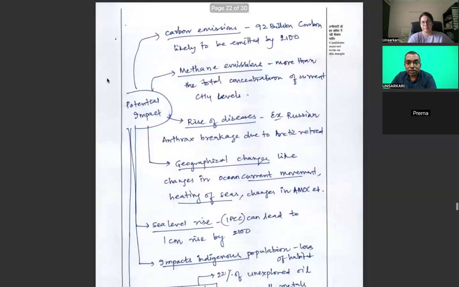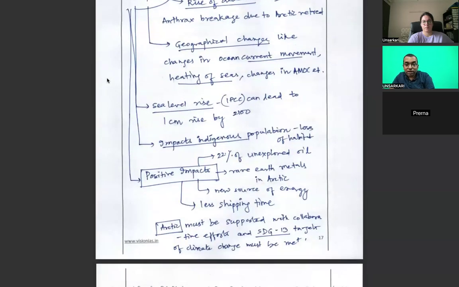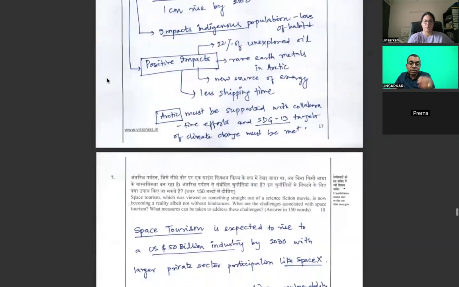After that, potential impact: carbon emissions 92 billion, methane emission more than the total concentration of current CH4 levels, rise of diseases, Russian anthrax break, geographical changes like changes in ocean current movement, sea level rise, IPCC 1 centimeter rise by 2100, impact on indigenous population, good point. Positive impacts: unexplored oil, rare earth metals in the Arctic, new source of energy, less shipping time. Arctic must be supported with collaboration, and SDG 13. So nothing specific, but then one or two points here and there we can take up.